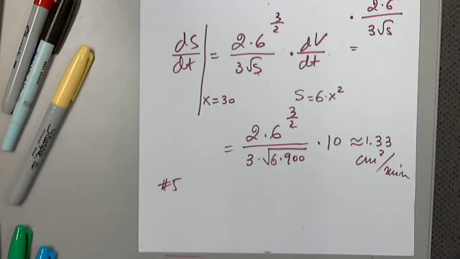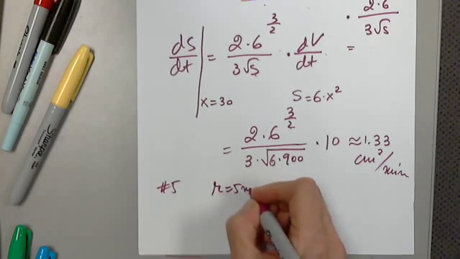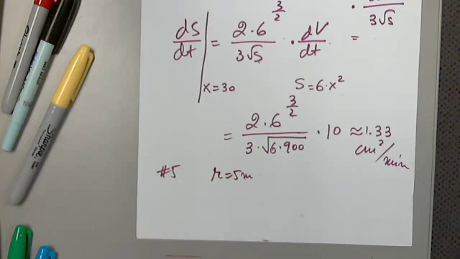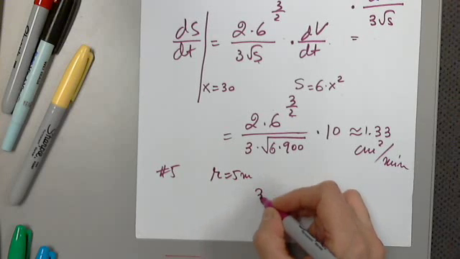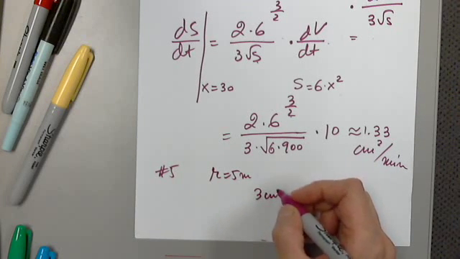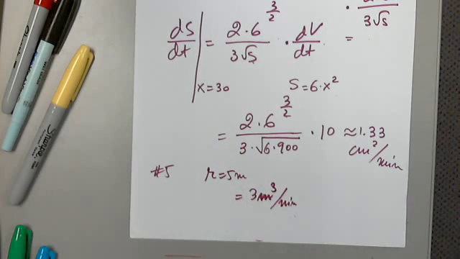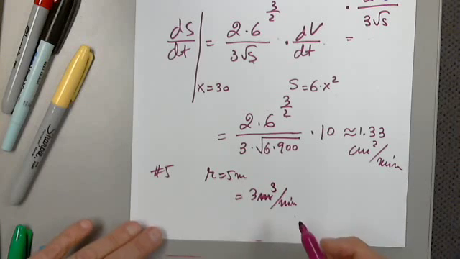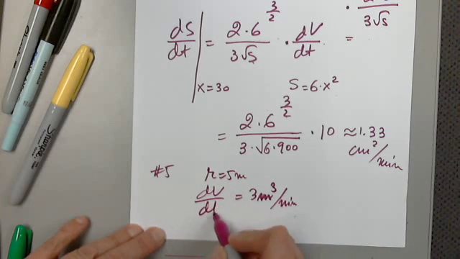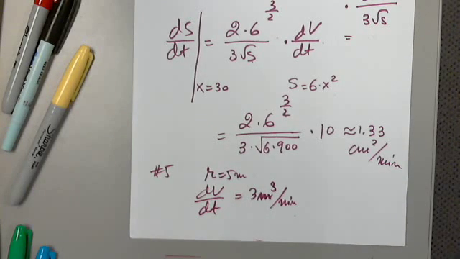Okay, number 5, an easy problem. A cylindrical tank with a radius of 5. So this is given, this is not when such and such. So this is given and it's fixed. Is being filled with water at a rate of 3 meters cubed per minute. What does this mean? What is given here? dV over dt. Very good.